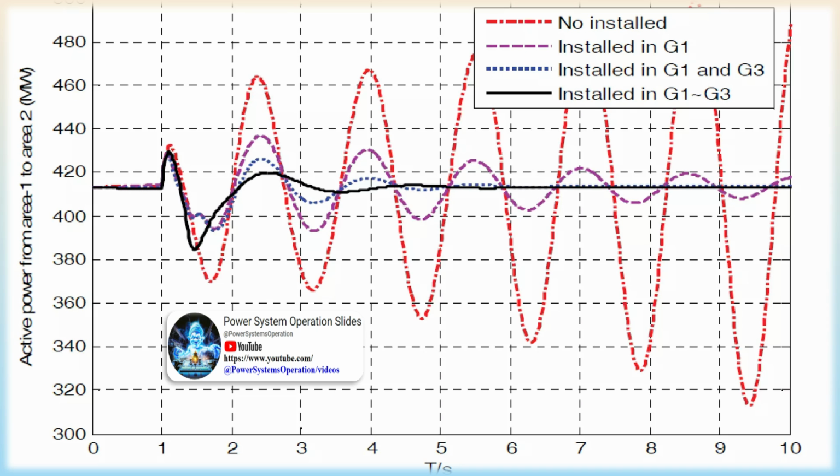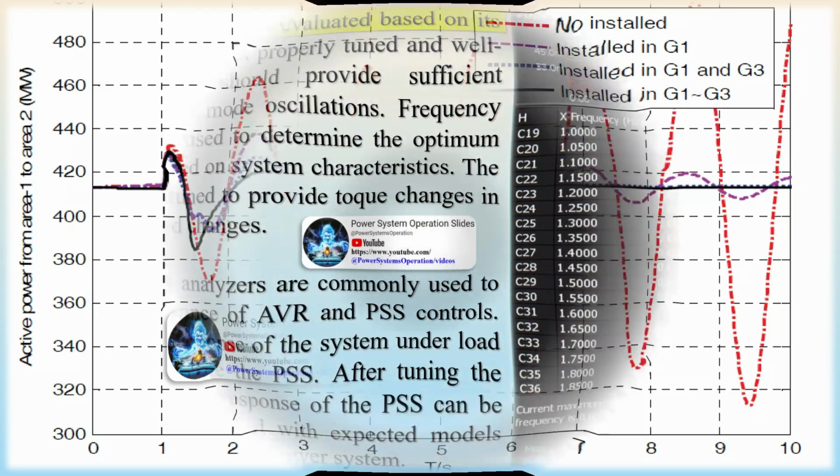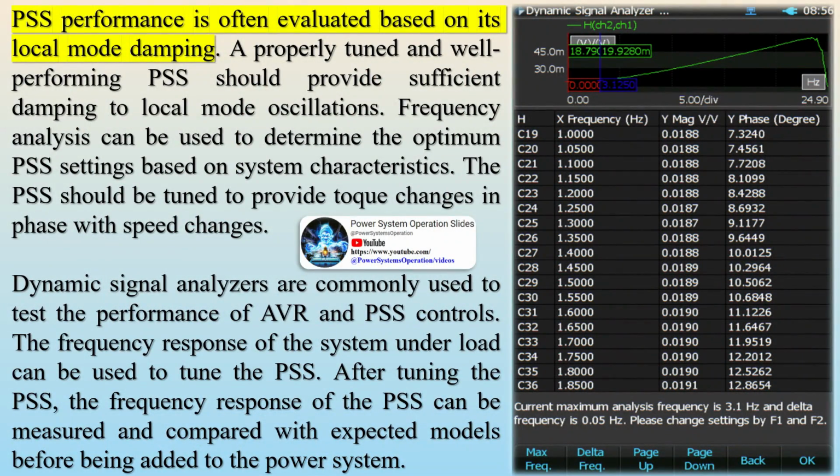The tuning of a PSS involves adjusting the PSS's parameters to achieve the desired damping of the system. Proper tuning ensures that the PSS is effective in providing stabilizing signals and improves the power system's overall stability. The tuning of a power system stabilizer is a process of adjusting the parameters of the PSS to ensure that it provides the desired level of damping to the power system. The damping provided by the PSS is critical to maintaining the stability of the power system, particularly during disturbances such as faults or sudden changes in load.